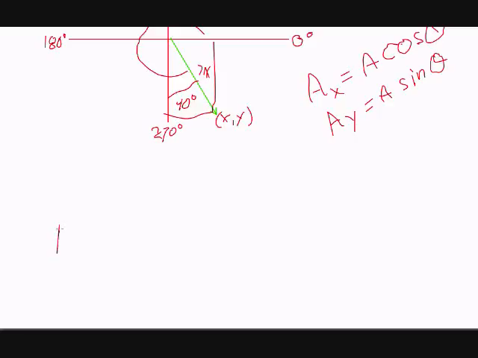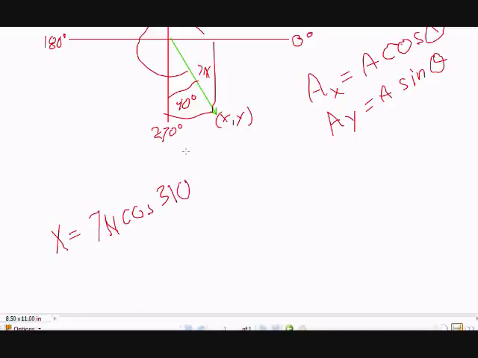So I would get x equals 7 newtons cos 310 degrees. And then y equals 7 newtons sine 310 degrees. And that's all you have to do, guys, to find your x and y components, is just these formulas.